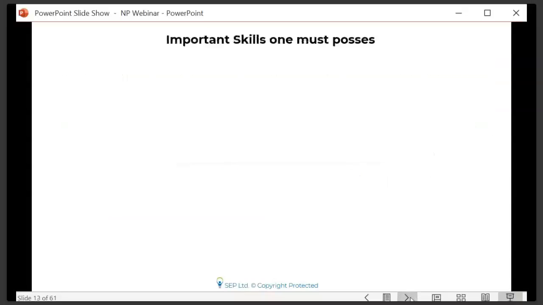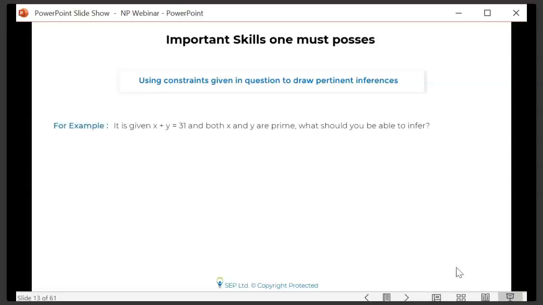So the skills that you must possess, apart from number properties, and the not so obvious one, is that once you're reading a question, you should be able to come up with pertinent inferences. Now look at the statement and give me an answer in the chat box only. After reading this statement, what comes to your mind about x and y?